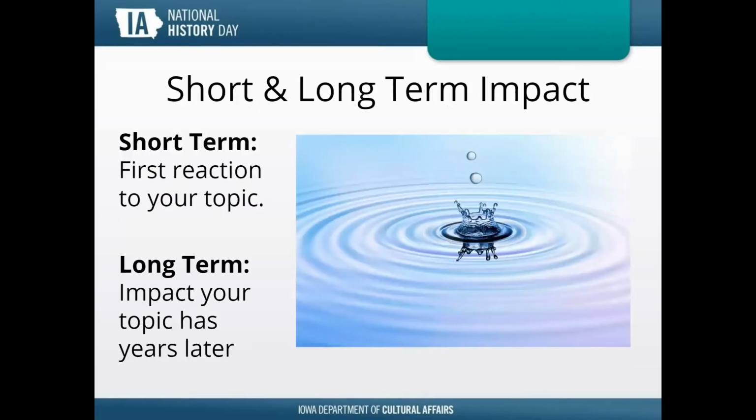We also need to focus on short and long-term impacts. So this beautiful photo here of someone throwing a rock into water, there's that big splash, and then you see the ripples. That big splash is a good visual of what the short-term impact represents. Right when your topic takes place, what is that big splash? What is that big reaction, that first reaction to your topic right after it occurs? And the ripples represent the long-term impact. So years later, how has your topic impacted society?